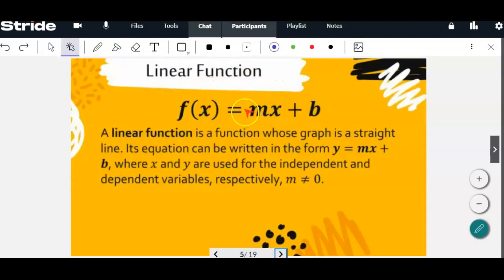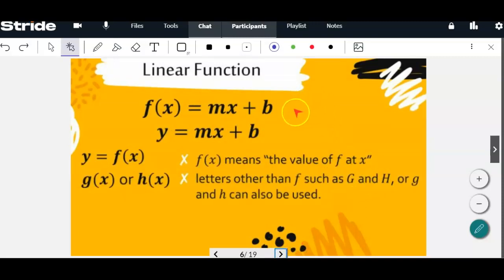All right, so linear function. Here, this is the representation. You'll notice this is our y-intercept form. So f of x equals mx plus b. A linear function is a function whose graph is a straight line. Important there, it's a straight line. Its equation can be written in the form of y equals mx plus b. There's our slope-intercept form, where x and y are used for independent and dependent variables, respectively. M cannot equal 0.